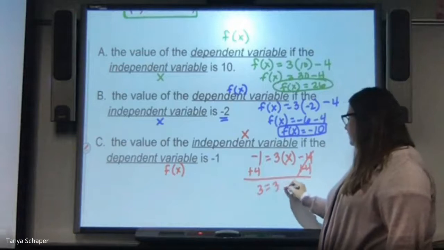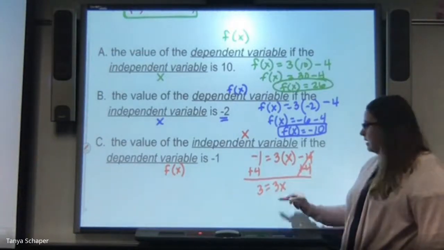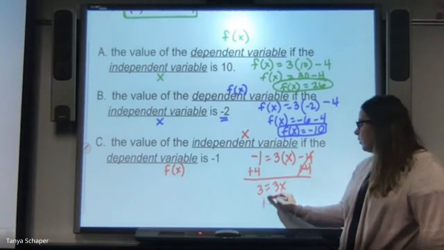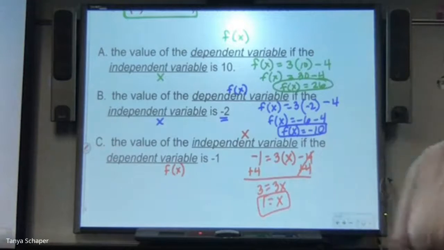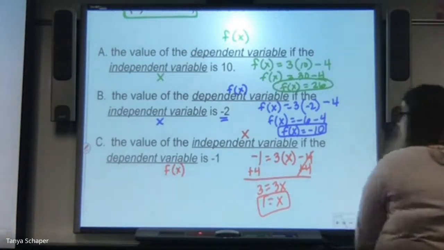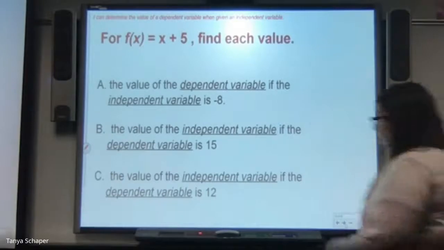So 3 equals 3x. So 3 times what is 3? 3 times 1 is 3. And there we go. All right, we're going to do one more practice with this, and then I'm going to give you some time to work on your assignment. So for f of x, find each value.